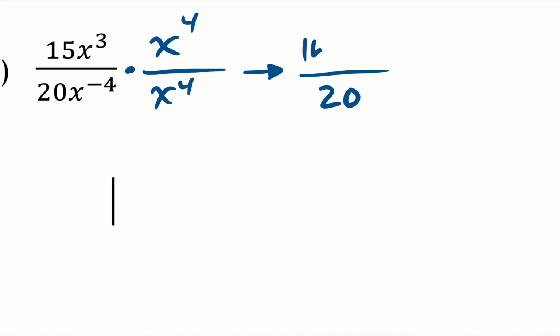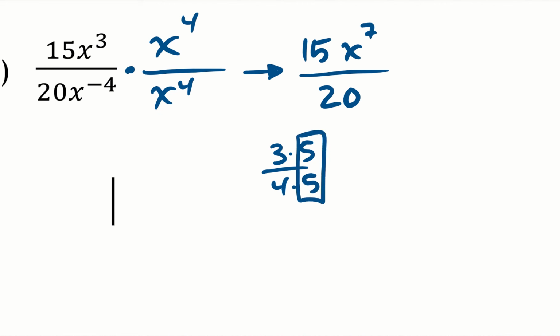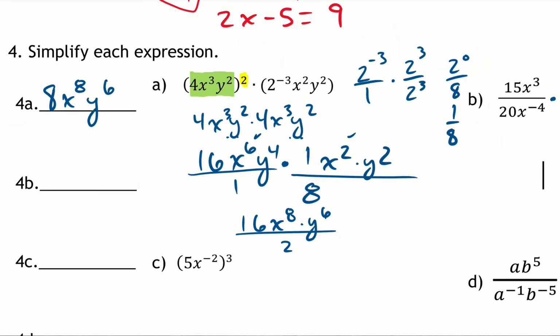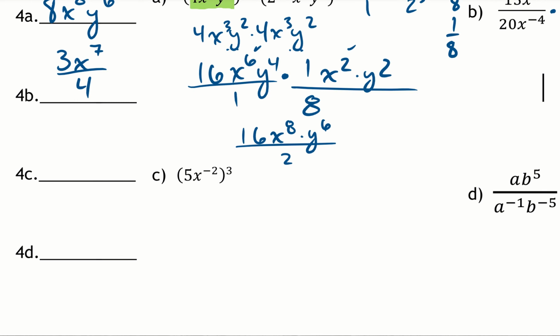Across the top, I've got 15 and x to the 7th power. So there is another giant 1 in there, right? 15 is 3 times 5, and 20 is 4 times 5. So there is this 1 of 5 over 5. So my answer looks like 3x to the 7th, and all of that is over the number 4. So let's write that down. Whoops, 3x to the 7th power, all divided by the number 4. All right, let's move on to part C.